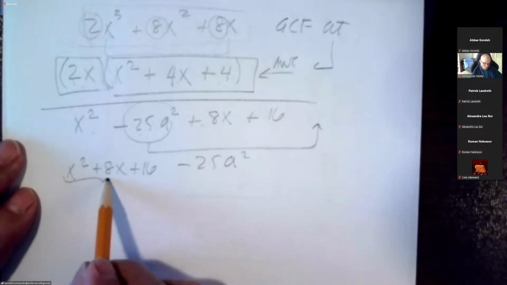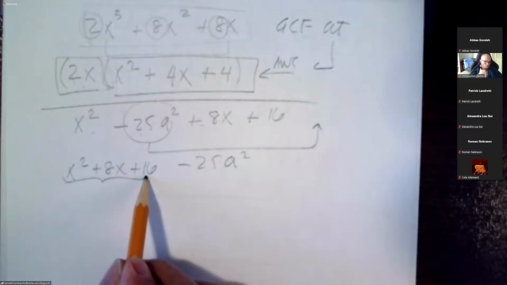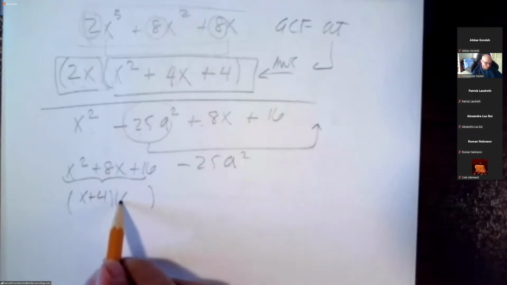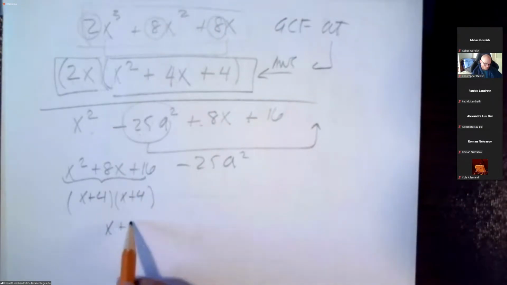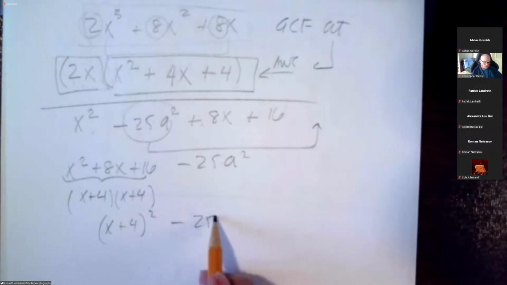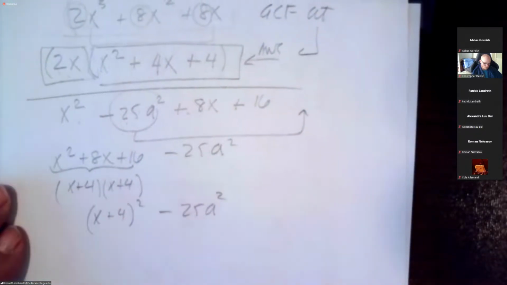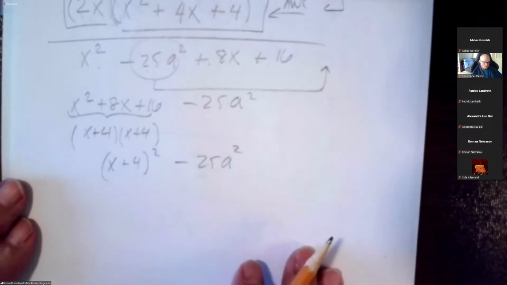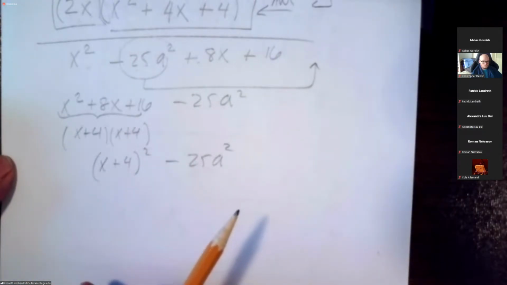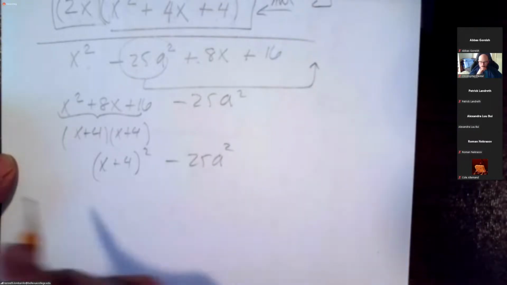Now, are we able to factor this trinomial? If so, what do we get? X plus 4 squared. X plus 4 times x plus 4, or x plus 4 quantity squared. Okay. And then this second term over here is negative 25a squared. So now do we put a box around it, put an arrow to it and say we're done, or can we simplify further? What do you think? Anybody? We're going to have to go further.